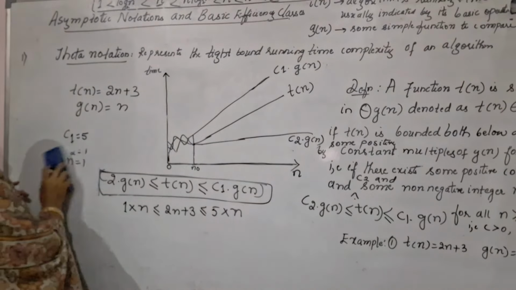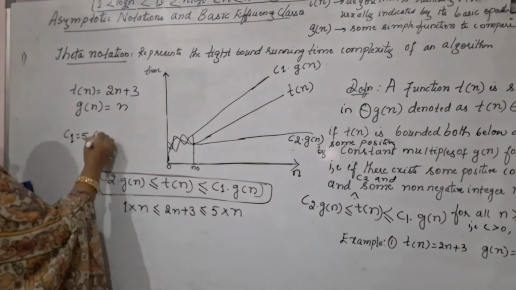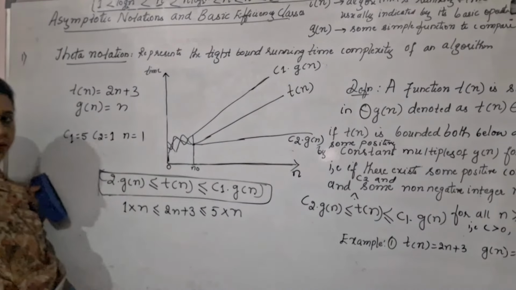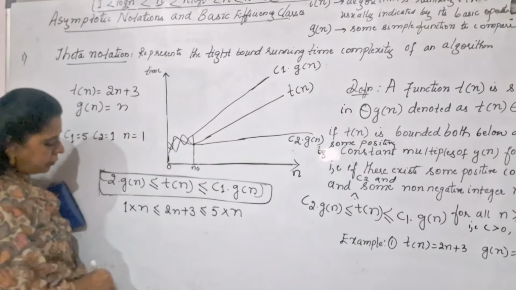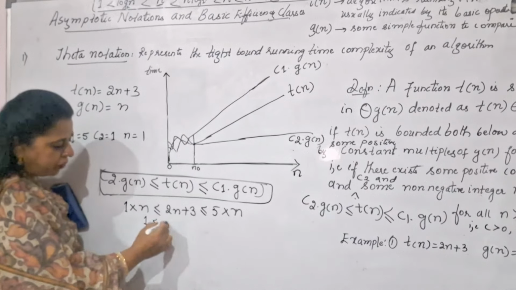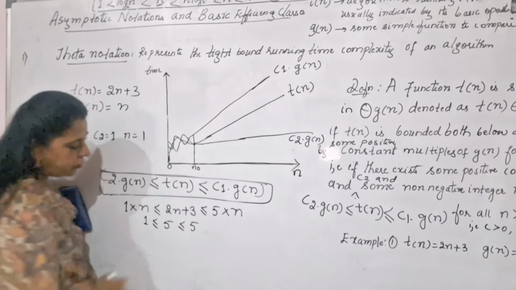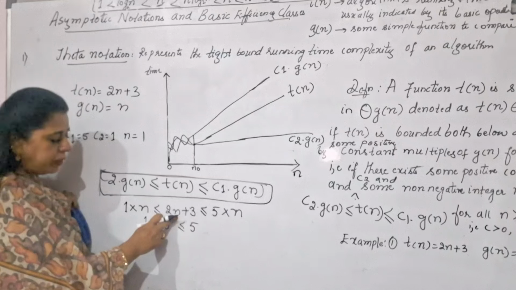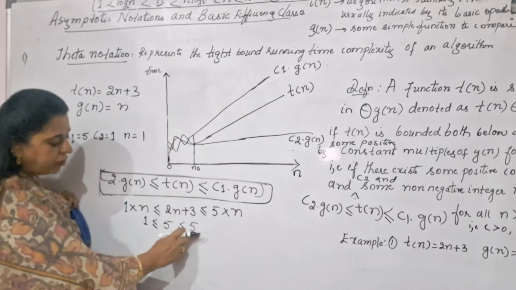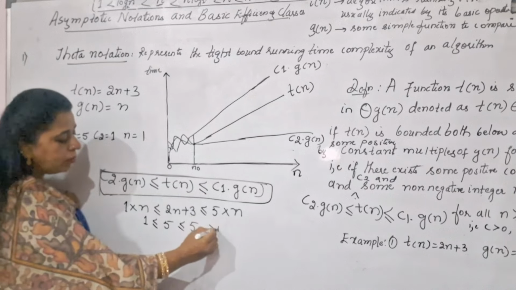C1 equal to 5, c2 equal to 1 and n equal to 1. This one we are checking first for n equal to 1. So 1 into 1, 1, less than or equal to 2 into 1 plus 3, 5, less than or equal to 5. So when we have substituted n equal to 1, what have we observed? 1 is less than 5, yes, true. 5 is equal to 5, it is true.